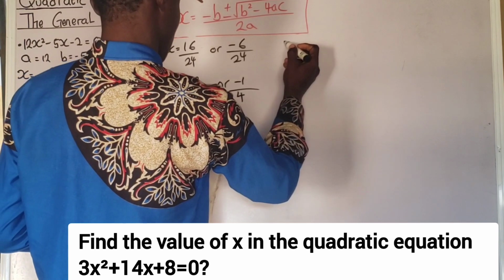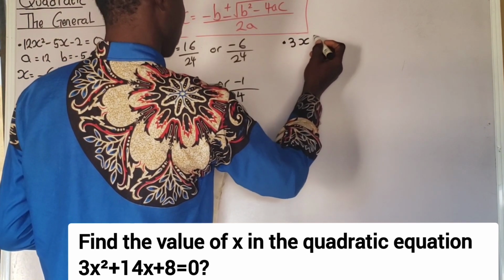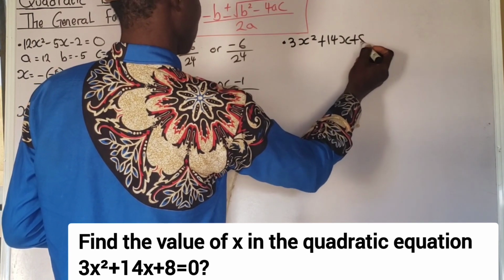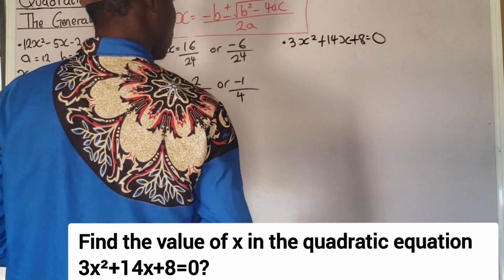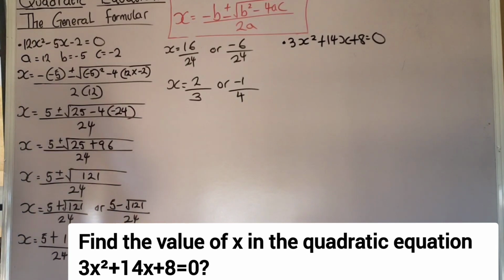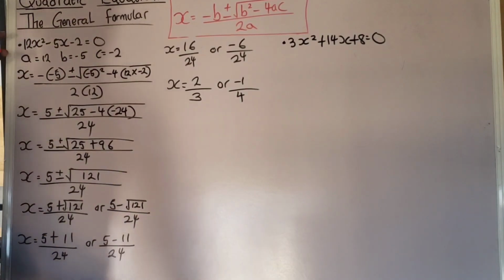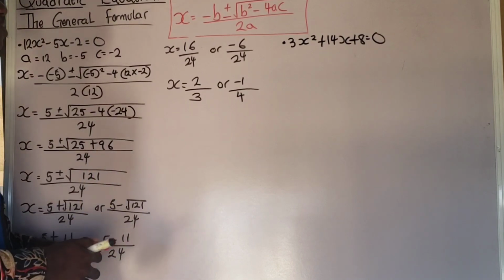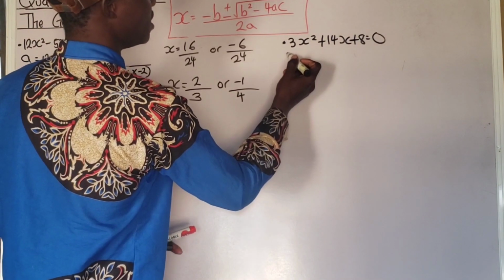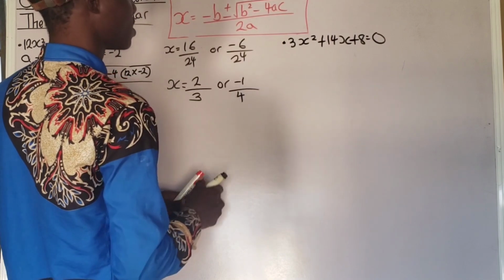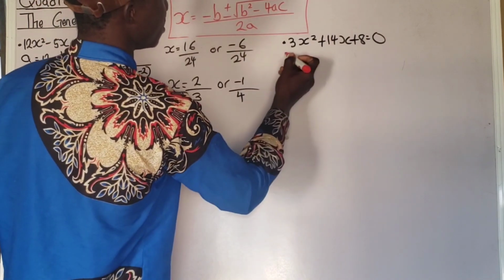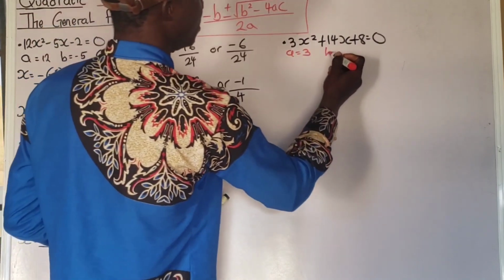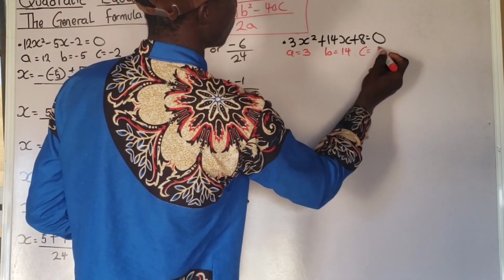We have 3x squared plus 14x plus 8 equals 0. Now, how do we solve this question using the formula method? We are still going to use the same steps. The first step is to identify your a, b, and c. A in this quadratic equation is the coefficient of x squared, which is 3. So a equals 3, b equals 14, and c equals 8.